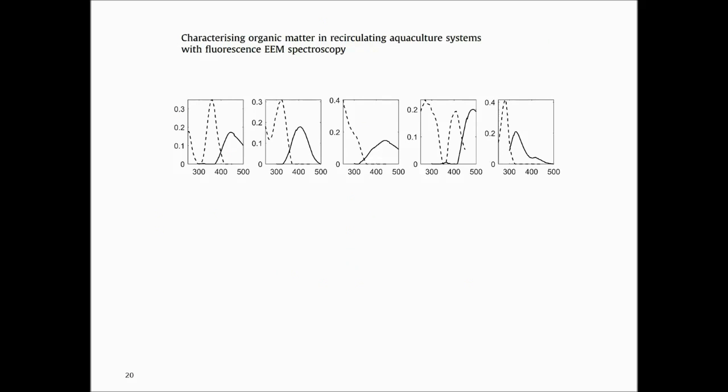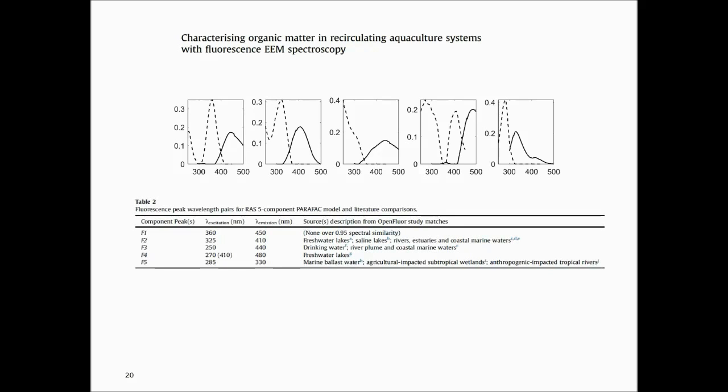So in their study, they found a 5-component PARAFAC model that they then compared to the about 70 models that are already published in the OpenFluor database. And for 4 out of the 5 components, they found significant matches or significant similarities between their model and other models. So in this table, you can see components 1 to 5, F1 to F5. F1 is the component where no matches were apparent, but F2 to F5 had significantly similar components in the database.